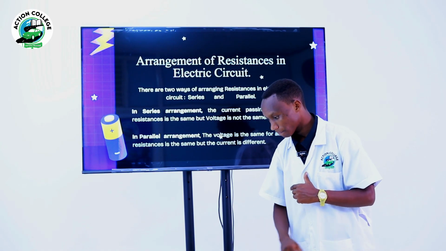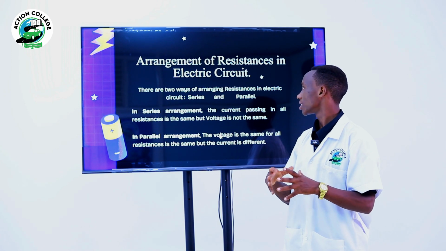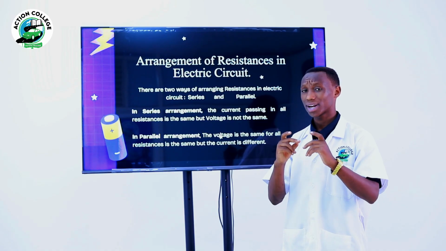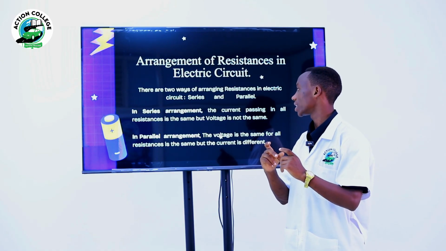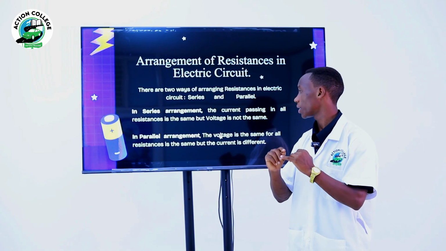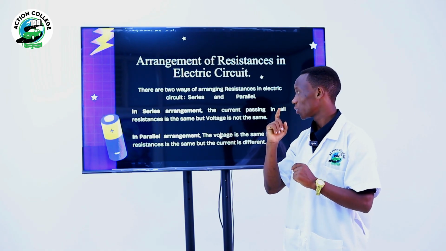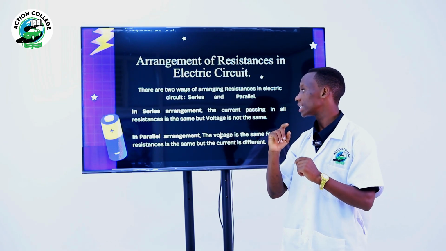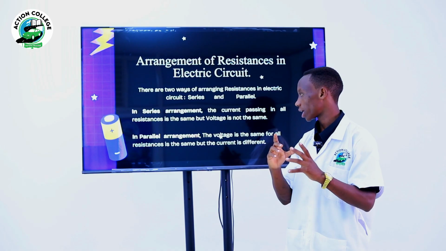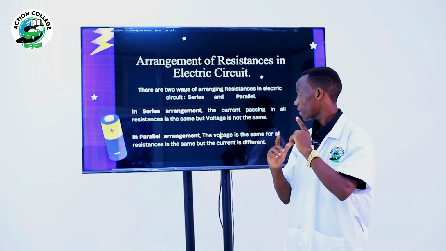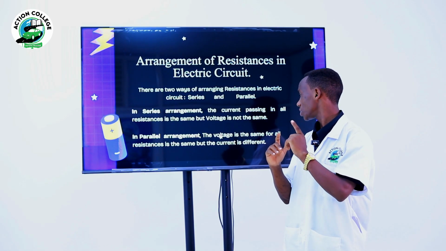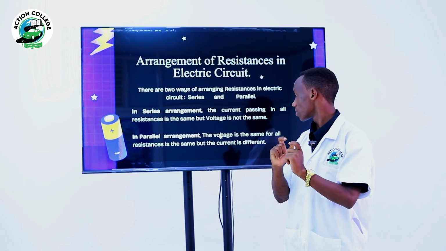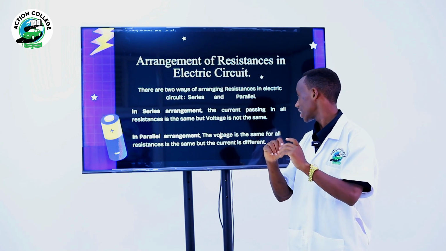Let's see how resistors are arranged. There are two ways of arranging resistance in an electric circuit: in series and in parallel. Keep in mind that in a series arrangement, the current passing through all resistors is the same, but the voltage is not the same. While in parallel, the voltage is the same for all resistances, but the current is different.